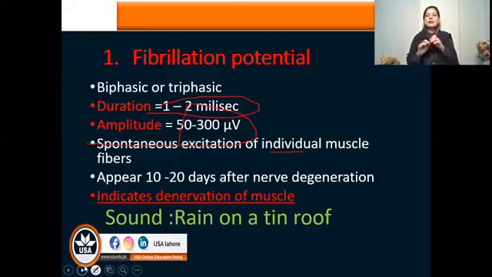Have you ever heard what happens if there is some tin or anything metallic present in your lounge or garden, and the rain strikes over a tin roof or a tin plate? It gives you a distinct tick-tick sound, and that tick-tick sound is the fibrillation potential.